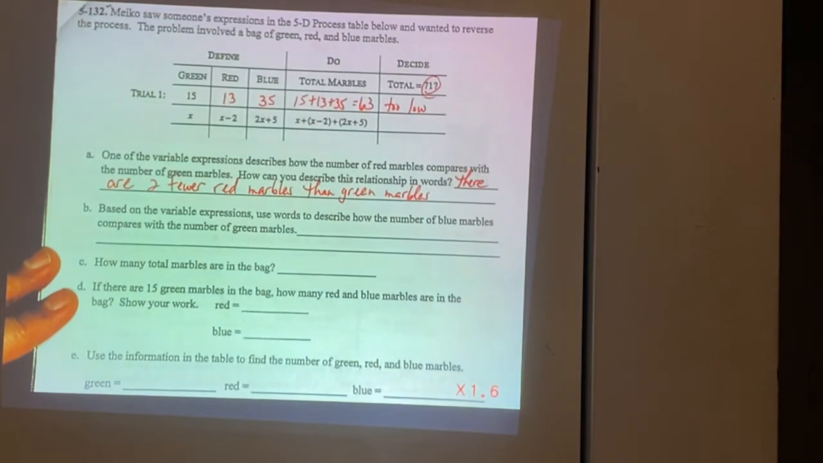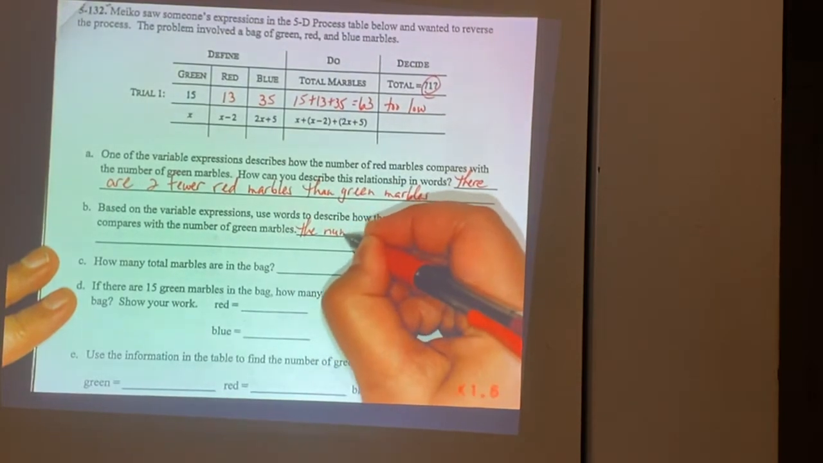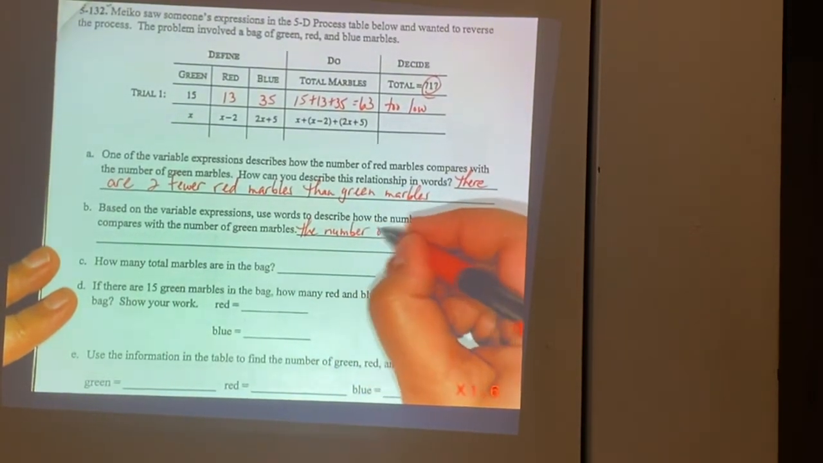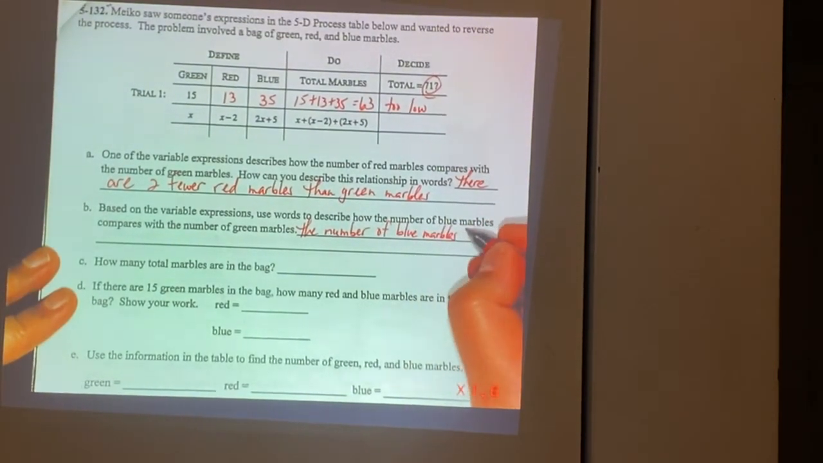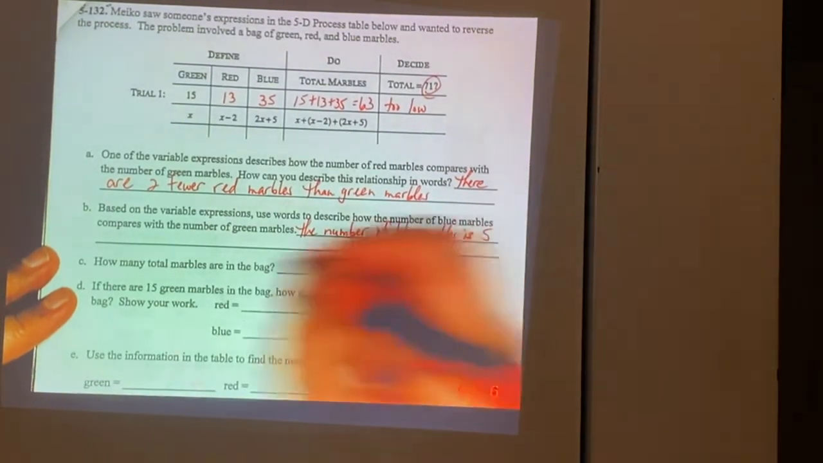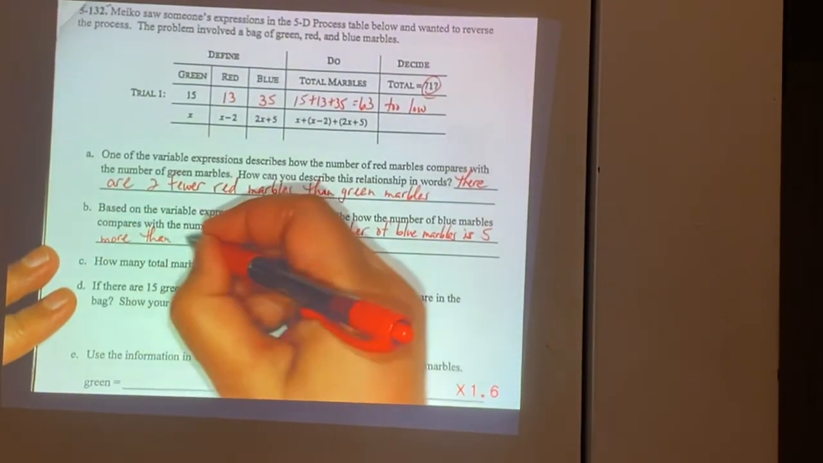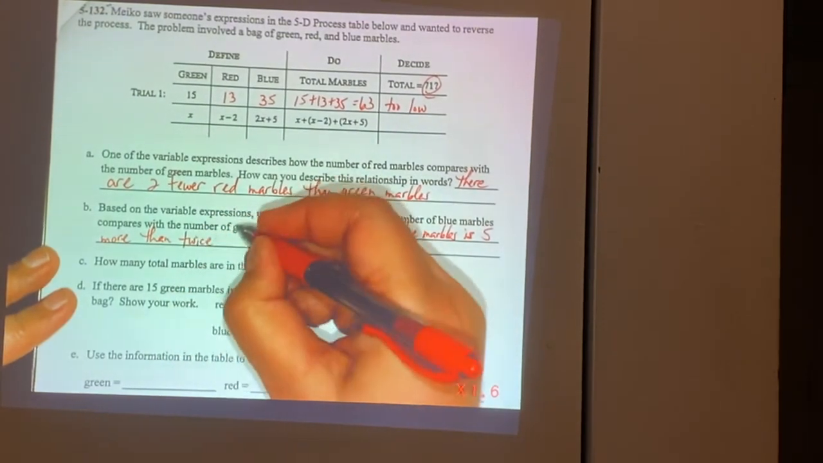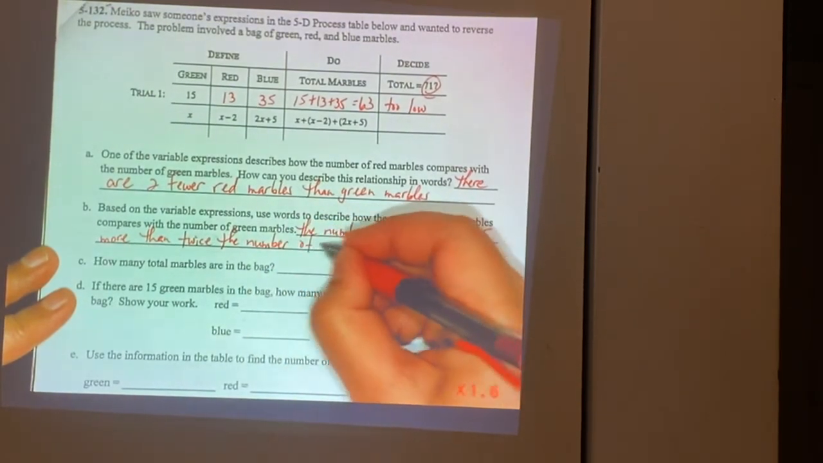Based on the variable expression, use words to describe how the number of blue marbles compares to the number of green marbles. The number of blue marbles is 5 more than twice the number of green marbles.